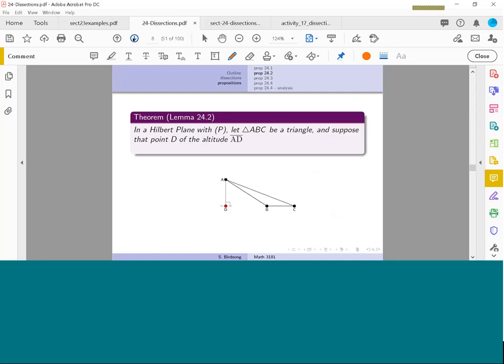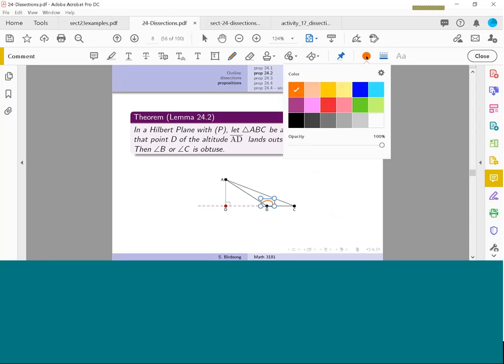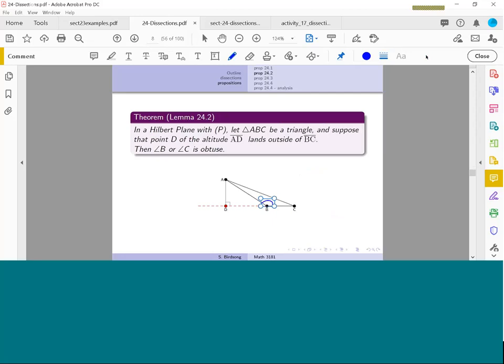The last thing is this lemma. It talks about when you can notice an obtuse angle. So again, we're Hilbert playing Playfair's axiom. You've got some triangle ABC, and suppose you've got an altitude that lands outside of your base. So you extend your base, and this point D is now in that extension. It turns out if that happens, then either your angle B or your angle C is going to be an obtuse angle. You can figure out which one.